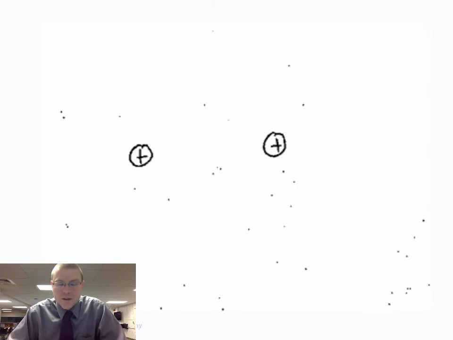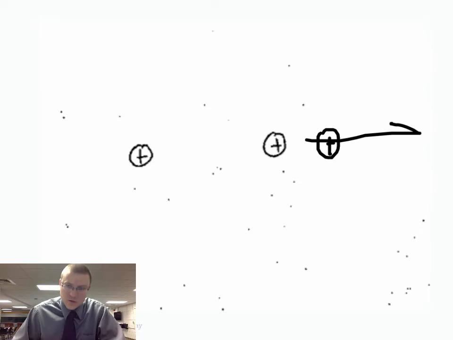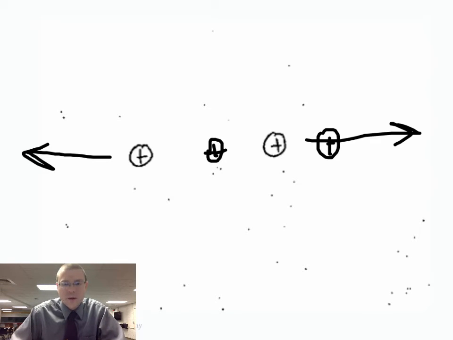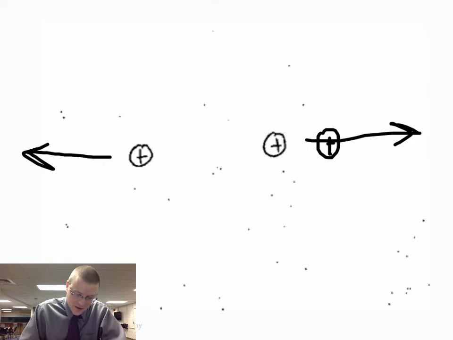How about two positives? Well, two positives, I can put my test charge here, and I know I'm going to feel repulsion. If I put the test charge on the left side, I feel repulsion. What if I put the test charge right in the middle? Well, right in the middle, the positive to the right is going to repel it on the left, and the left charge is going to repel it to the right, so the test charge feels nothing.